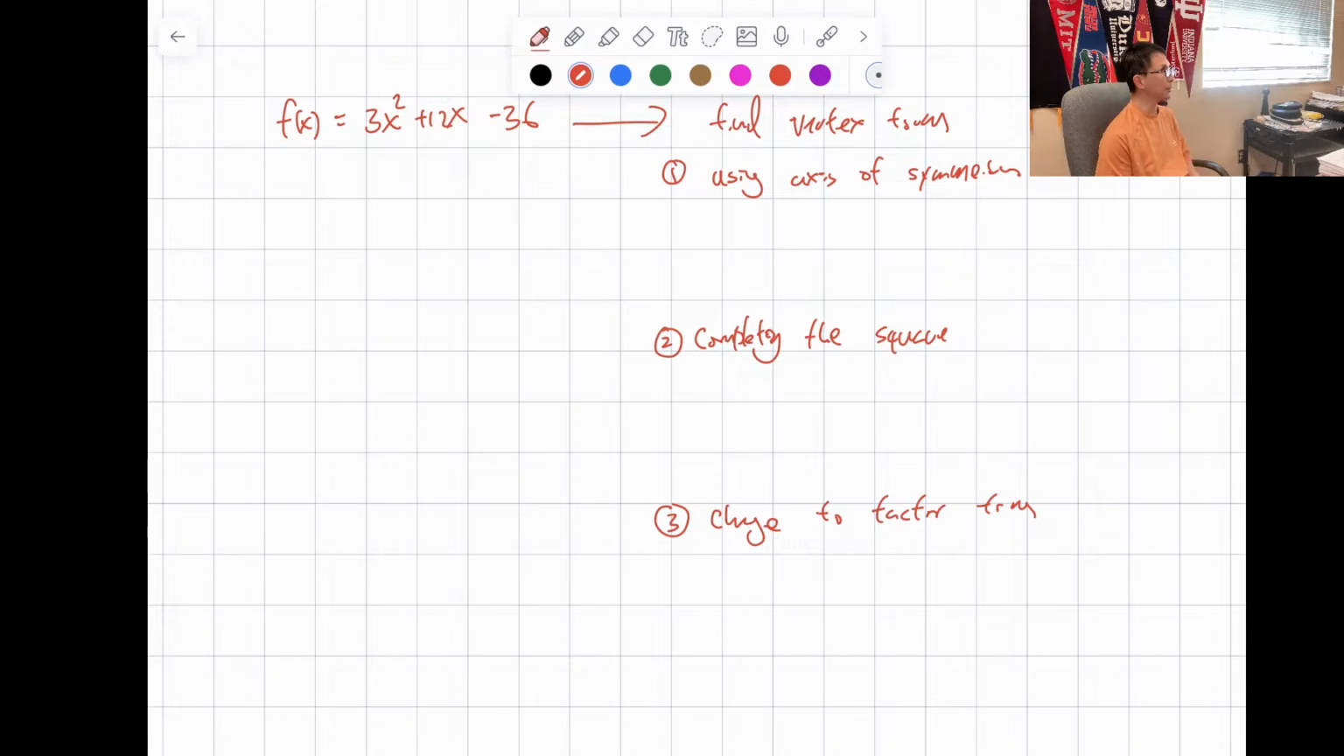Can you change it to factor form and find the x-intercept? If you finish completing the square, can you change it to factor form and find the x-intercept?